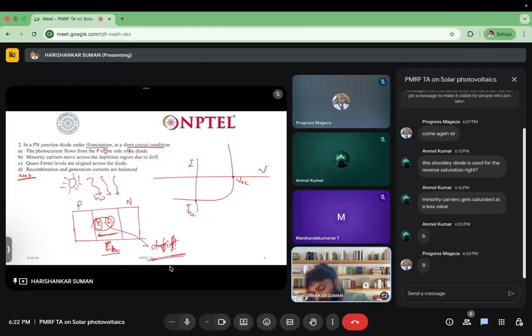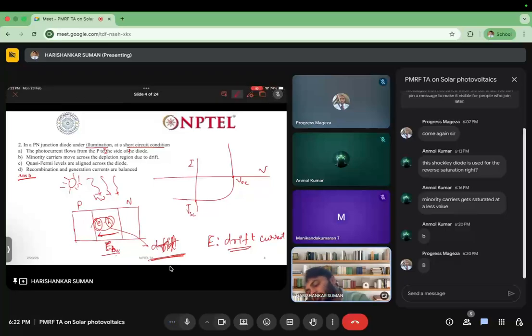Okay, why? Only drift happens, because the electric field is responsible for drift current. So holes and electrons will drift. What will be the direction of hole and electron here?